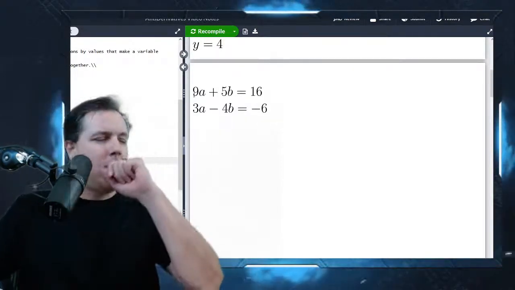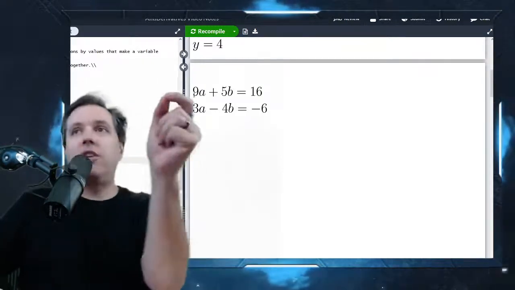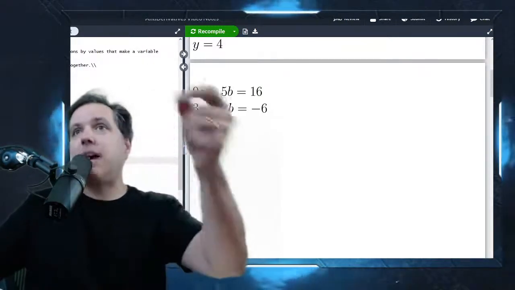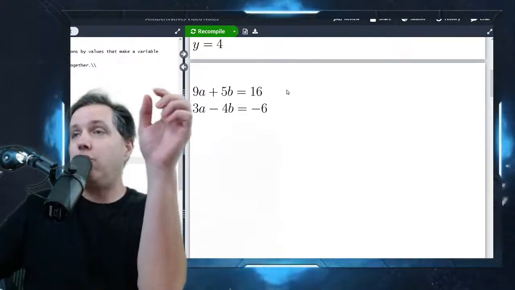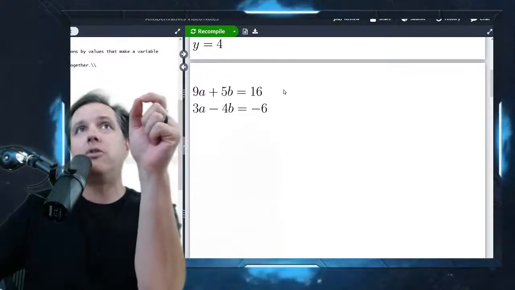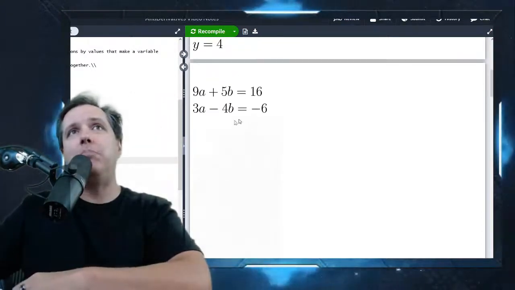I'm not going to do it that way because I want to show you the full steps for the longest possible way to do these problems, so that when you do problems where you have to do that, you'll know what to do. So I'm going to eliminate the B values.